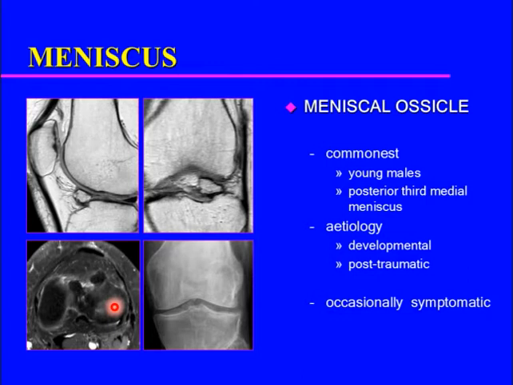Meniscal ossicles sometimes happen. They are commonest in young males and in the posterior third of the medial meniscus. The etiology is not very well understood. Some of them are developmental, some happen post-traumatic, and occasionally they might be symptomatic. You can see an ossicle within the meniscus, called a meniscal ossicle. You can see this bone piece here and bone piece here.